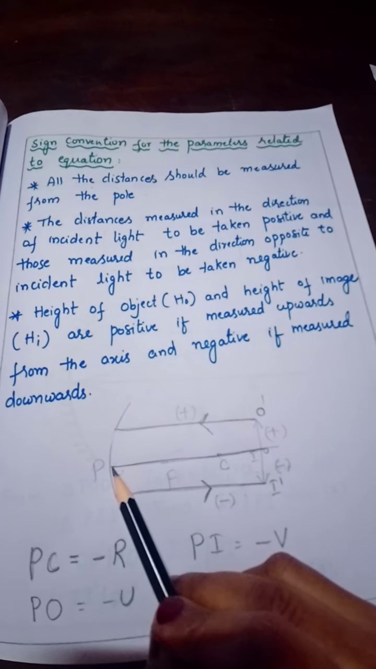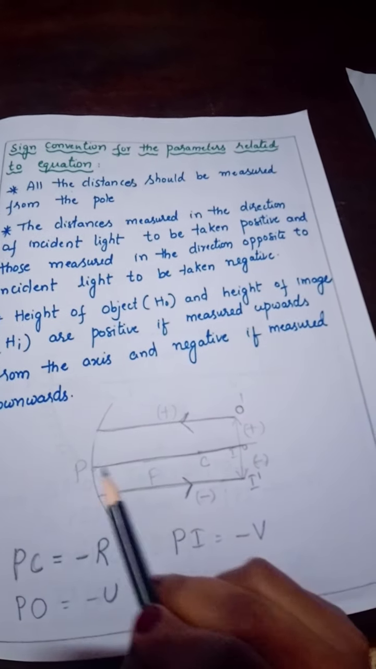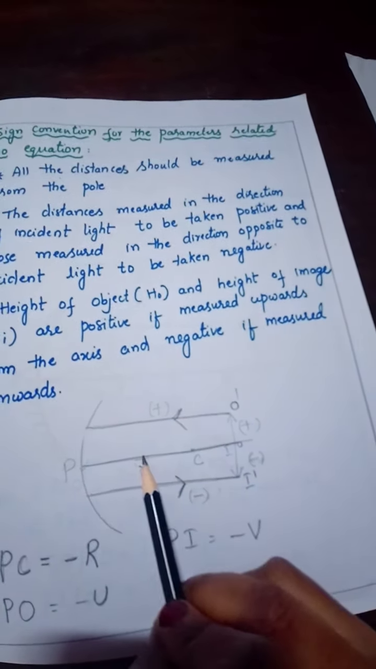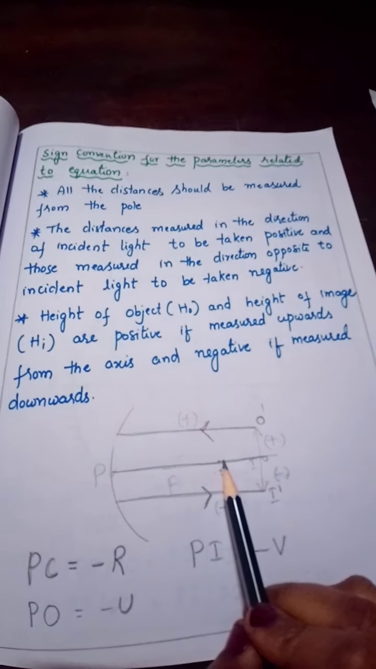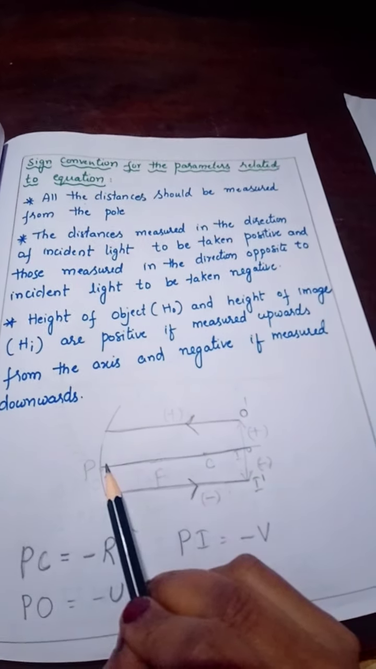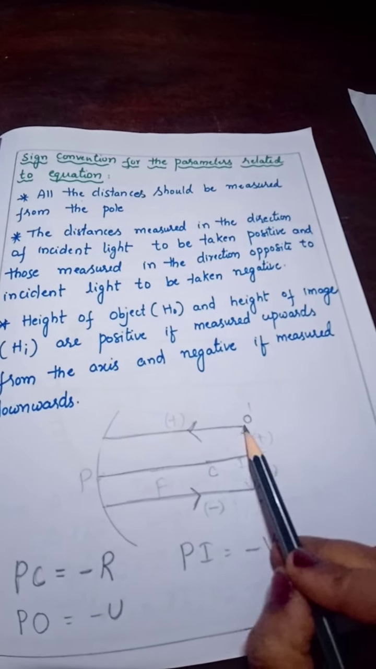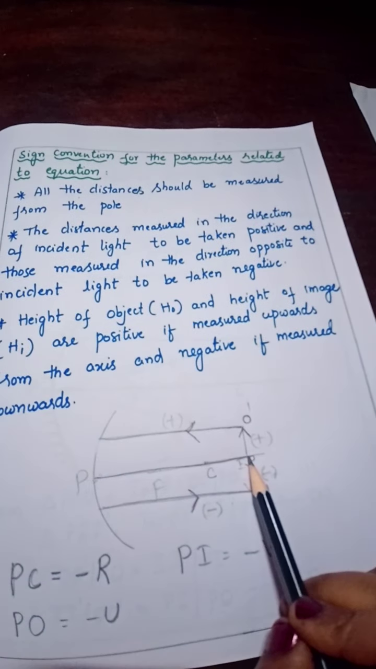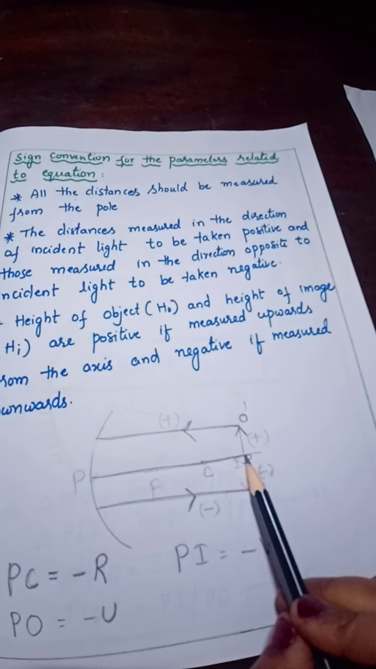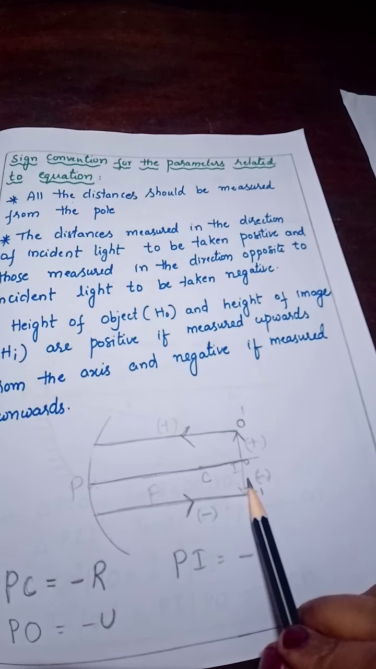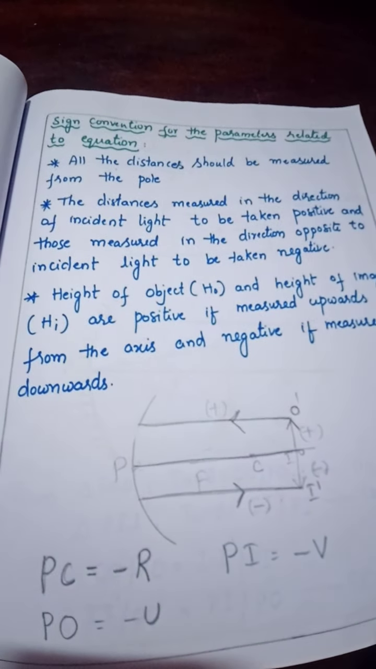If we consider this a pole, the focal length should start from here and end at the focus, that is the focal length. Radius of curvature is from the pole to the center of curvature, so it must also start only from the pole. For example, this is the object. If you want to find the object distance, you need to start only from the pole. And if you want to find the image distance, this is the image, so only from the pole you need to measure the distances. So all the distances should be measured from the pole.